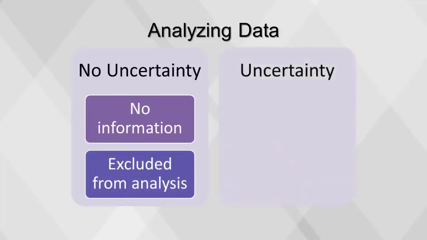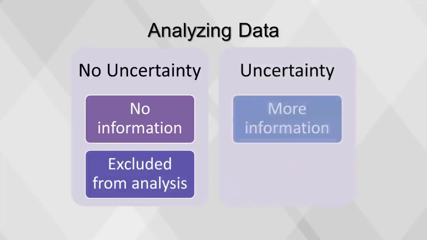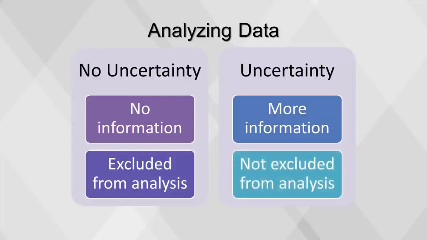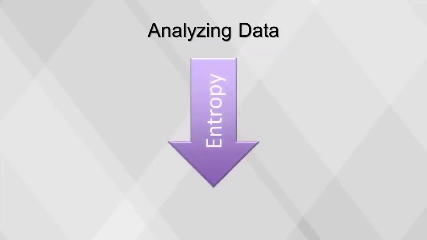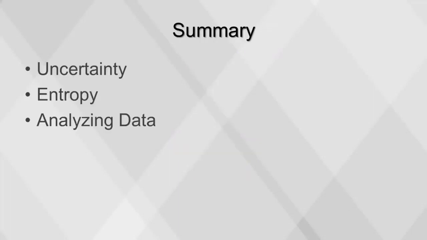On the other hand, if a variable has maximum uncertainty because it contains values that are equally likely, it will be difficult to guess the value for a new observation. These variables are not excluded from analysis. Applying this concept to data analysis, our goal is to reduce entropy. By explaining outcomes using other variables, we are reducing uncertainty, and these results should be the focus of a report. This concludes our video. Today we covered uncertainty, entropy, and analyzing data.